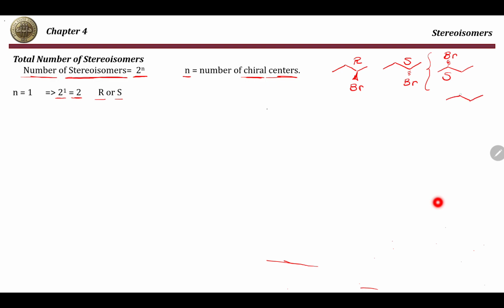Someone might draw the molecule in this way. This is again R. So no matter how many changes you do, at the end you will end up either with this form or this form. So if you have only one chiral center, your compound may have only two isomers. If your compound has two chiral centers, then 2 squared will be equal to 4, which means that you can draw the molecule in 4 forms.